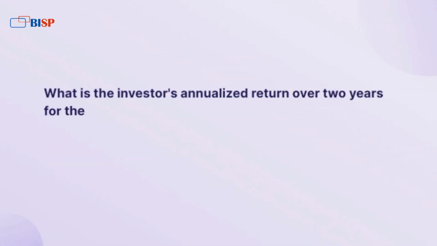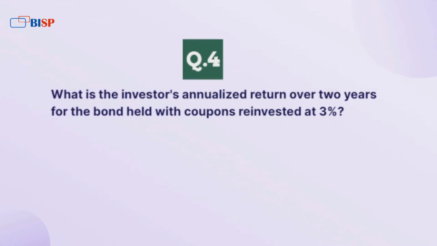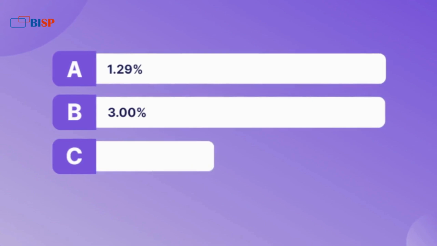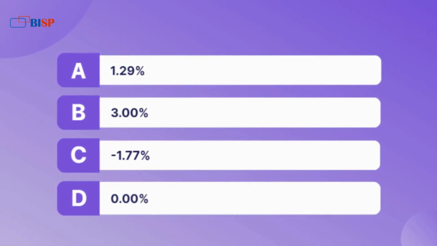What is the investor's annualized return over 2 years for the bond held with coupons reinvested at 3%? A. 1.29%. B. 3%. C. Minus 1.77%. D. 0%.